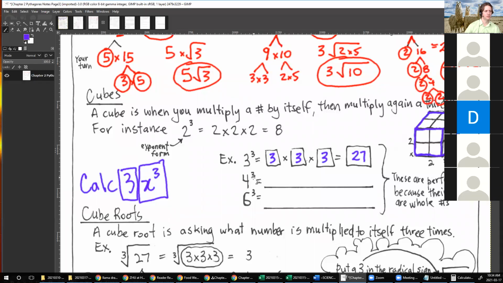Okay, I got a question. Cubed. Oh, you have a question? Please, yeah, go ahead. It says I only have x2 on my calculator. Oh, okay. Do you have a button that has an X to the Y?